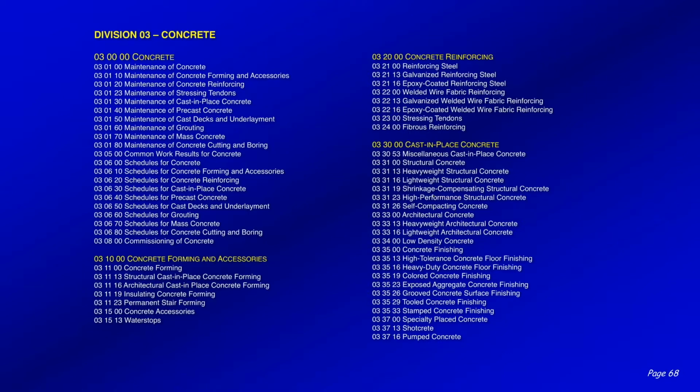The concrete breakdown looks like this, where you start off with 03000 concrete, the 030100 is maintenance of concrete, and you get all the way down to the other end, 033716 pumped concrete. And you can see in between all that, they've got a whole lot of concrete. Not every set of specifications includes all those, but they're all there.